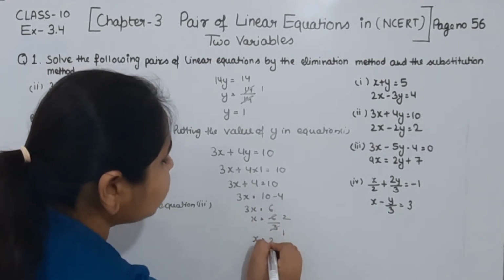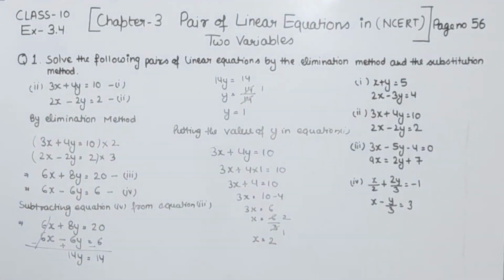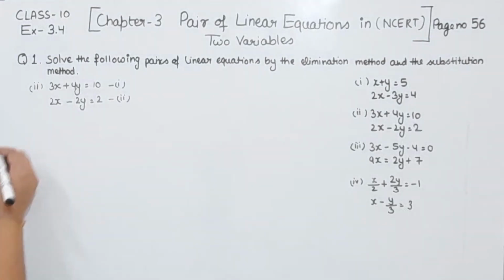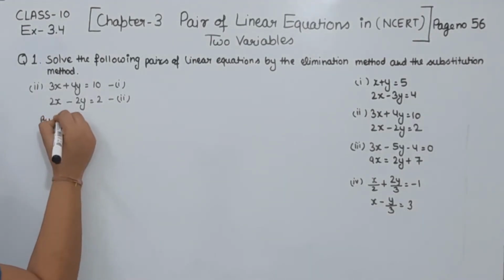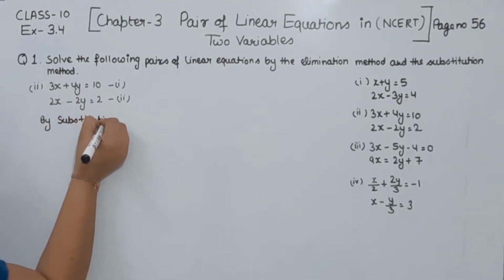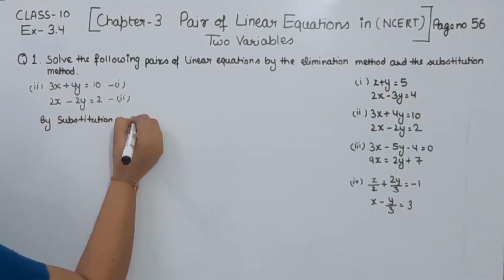So the value of x we are having as equal to 2, and the value of y we are having is 1. So this is the solution by the elimination method. Now we are going to solve this by the substitution method. Now comes the substitution method. We are going to write here by substitution method.